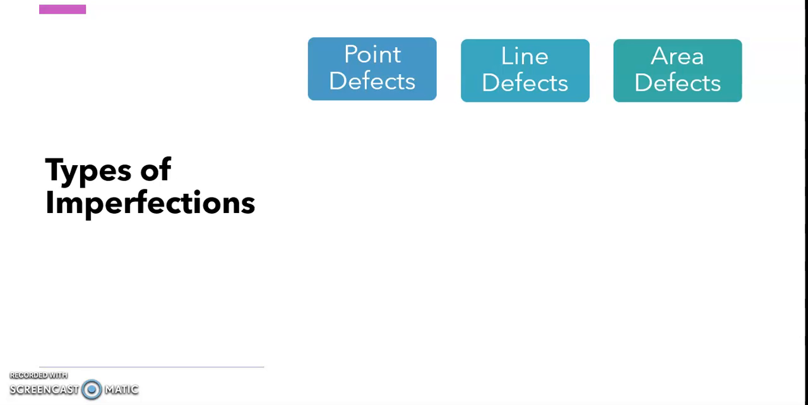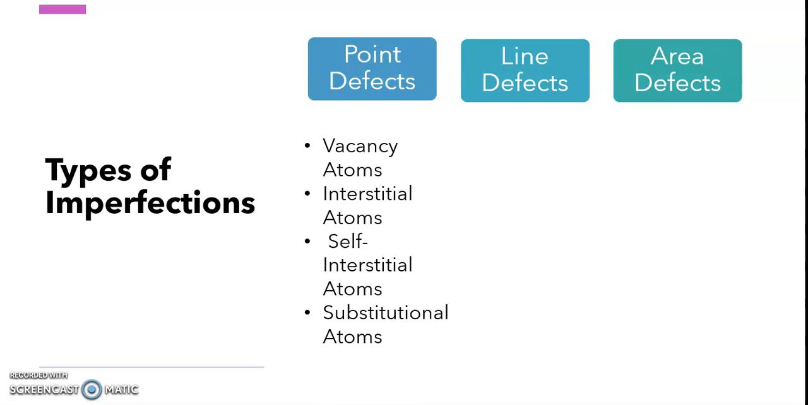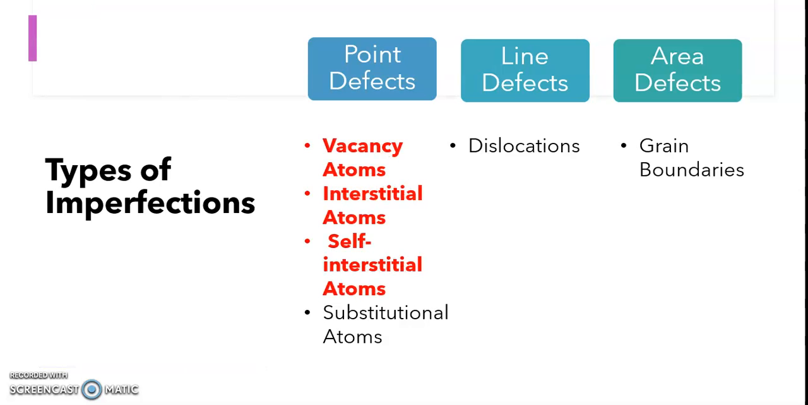Now, these are the three types of imperfections in solids that I'm mentioning: point defects, line defects, and area defects. The point defects are vacancy atoms, interstitial atoms, self-interstitial atoms, and substitutional atoms. For line defects, there are dislocations, and for area defects, there are grain boundaries. These are the point defects that I will be focusing on for my 3D model.